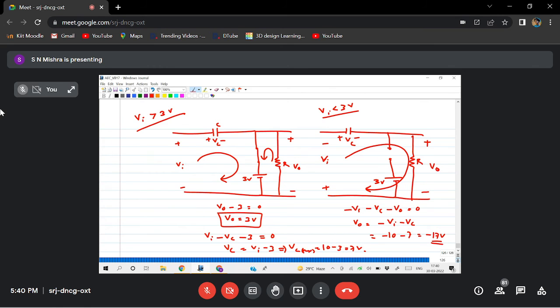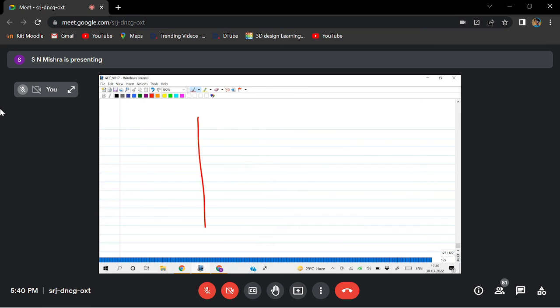Yes sir. How to draw the waveform, you see. For V naught, for positive half cycle we are getting 3 volt, so you mark it T by 2, T, like this. So I am getting 3 volt when VI is greater than 3, then 17, then again 3, again minus 17. So this is minus 17, this is 3 volt, this is 0. So this is your output.